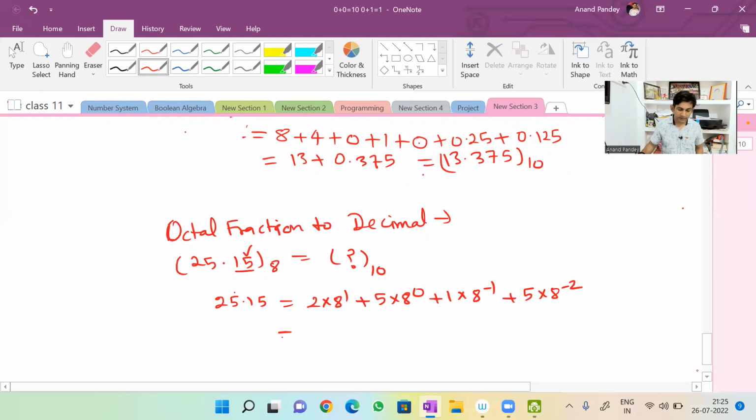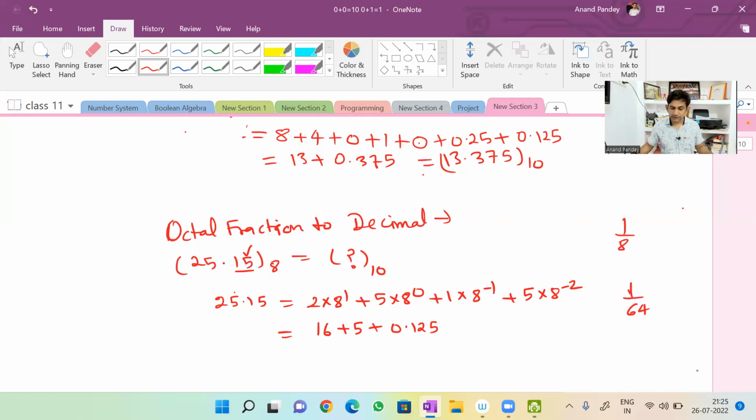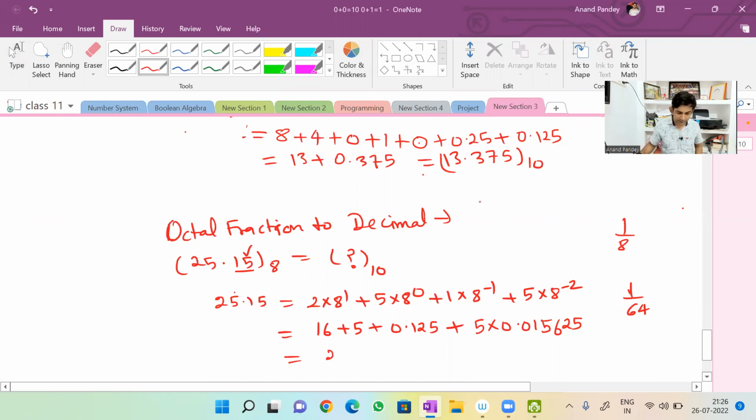ओके. सो इंटीग्रल पार्ट के लिए आएगा 8 टू जो 16 प्लस 5 और यहाँ पे 1/8 टू द पावर -1 का मतलब 1/8 हो गया. तो 1/8 की वैल्यू आती है 0.125. ओके. एंड यहाँ पे 8 टू द पावर -2 का मतलब हुआ 1/64. तो 1/64 की वैल्यू आएगी 0.015625. ओके. तो ये हो गया हमारे पास. तो ये इंटीग्रल पार्ट हो जाएगा 16 + 5 21.